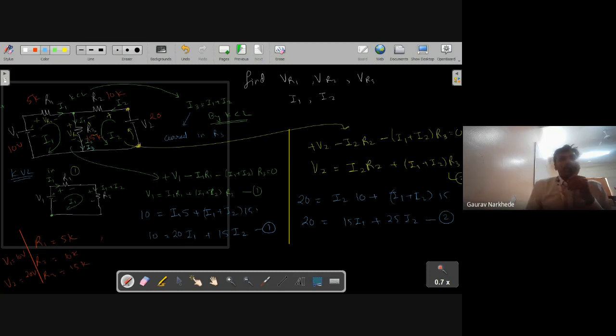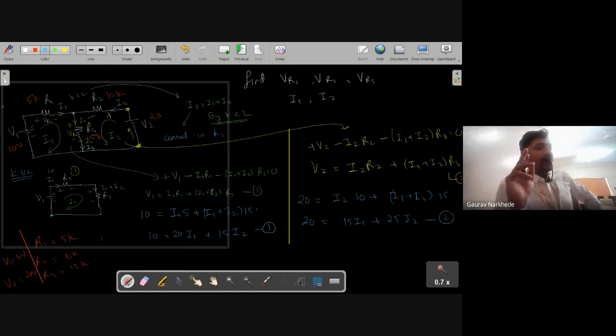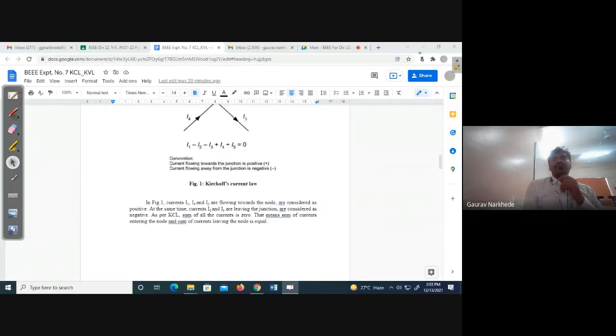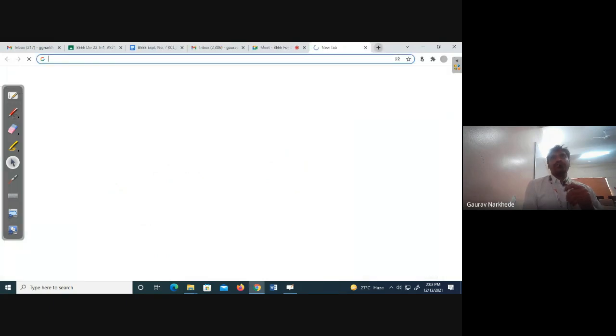So you can apply some method. You have scientific calculators, and they are allowed in the exam. So you can just use the scientific calculator and find the values by solving these two equations. So what is I1 and what is I2? And what is I3? If you don't know, I can just find out the values, right?